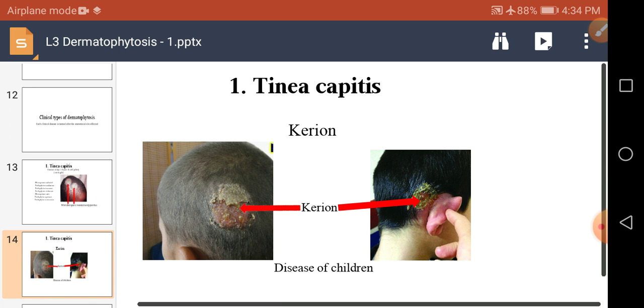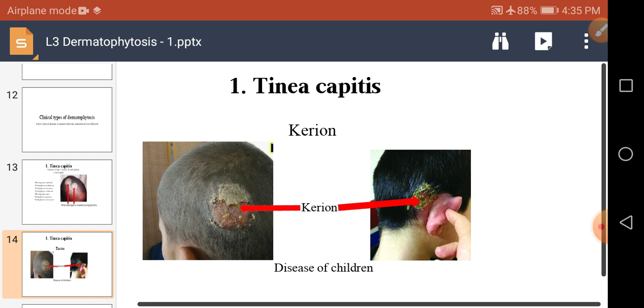Sometimes the fungus goes deep into the skin, reaching the viable part of the skin, initiating an inflammatory reaction, leading to pus formation, abscess. This is known as kerion. Kerion is an exclusive disease of children. It occurs in the scalp. It is extremely rare in adulthood.